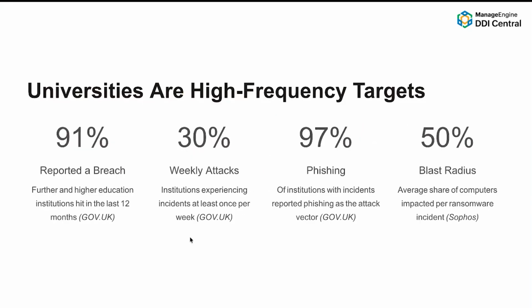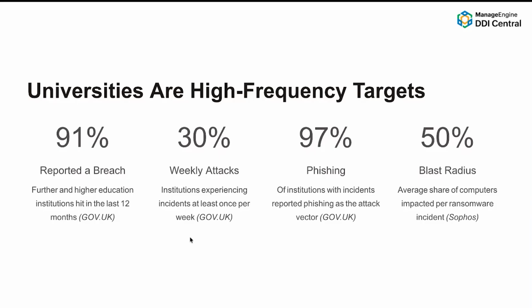Before we talk controls, here's why universities are such a unique security environment. They get hit a lot and the impact spreads fast. According to the government of UK, over the last year, 91% of further and higher education institutions reported a cyber breach or attack. That's basically the sector. And it's not occasional. Among those that had incidents, 30% of the attacks happened at least weekly. So for many campuses, this is not an emergency event, it's a recurring condition.